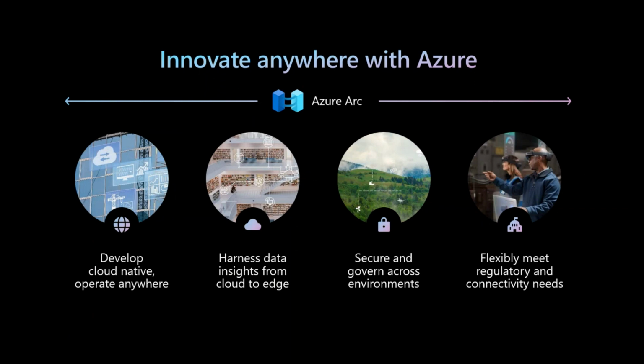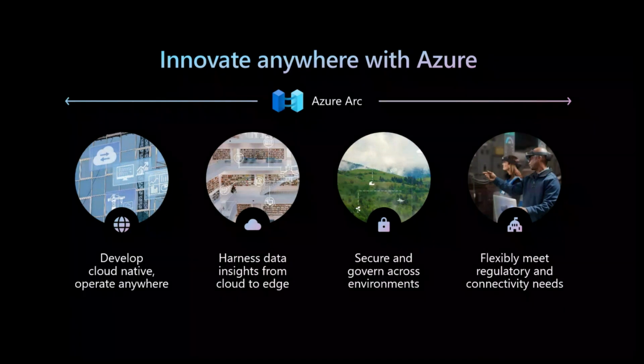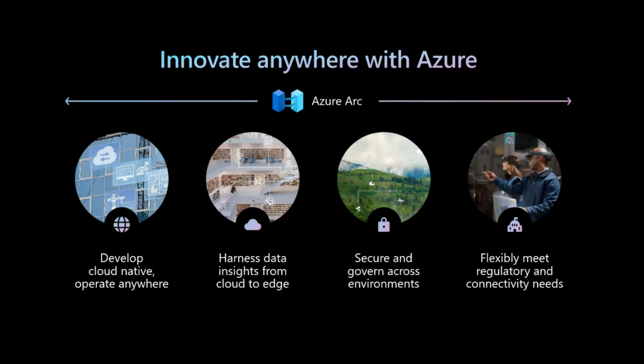The next is about harnessing data insights from cloud to edge. So once you have this Kubernetes cluster, which is Arc enabled, you can create a custom location on top of that Kubernetes cluster. Let's assume that you have a factory floor, or you have an airport where your customer's Kubernetes cluster is running, and once you Arc enable that, you can create a custom location on top of that. And once that custom location is created, you can actually deploy Azure data services over there.